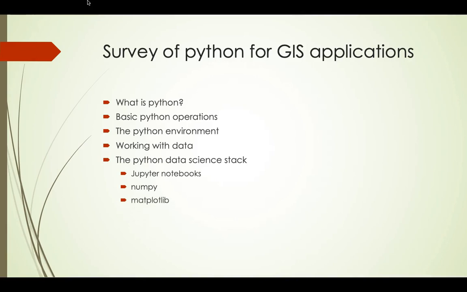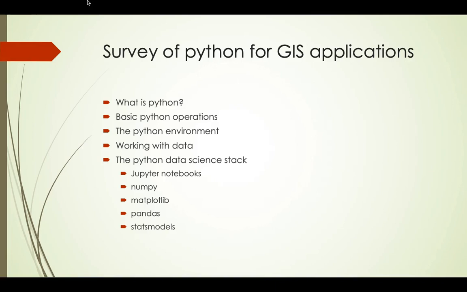Matplotlib provides graphical output, so it's used for both charting and also displaying maps. Pandas is another package that provides the ability to read data into a data frame that you can use for analyzing data. So this is similar to an attribute table or a database table, but it provides some really powerful tools for working with data.